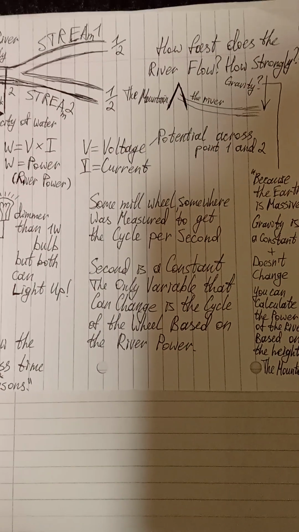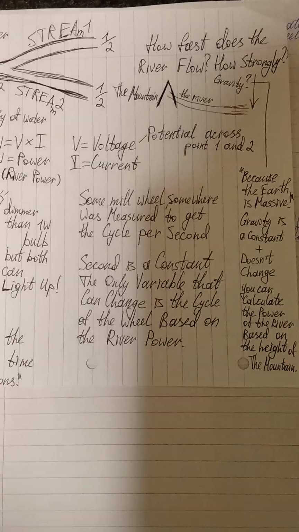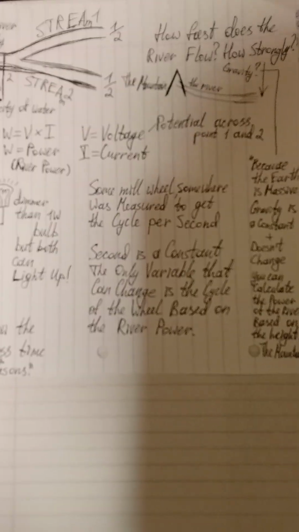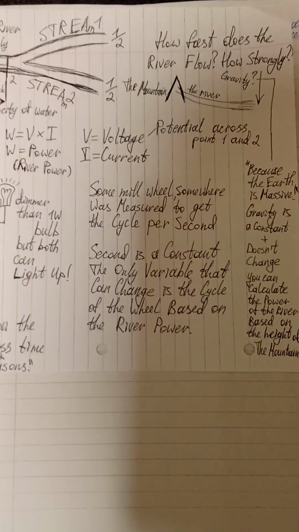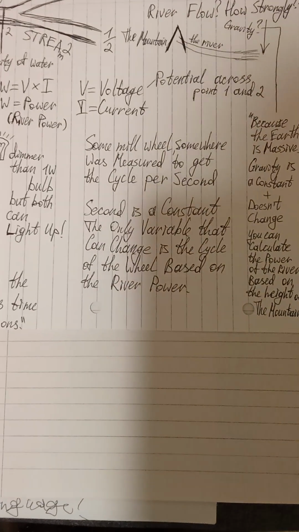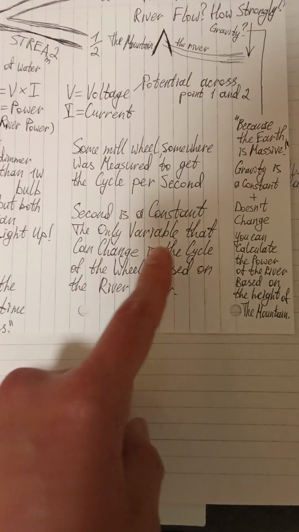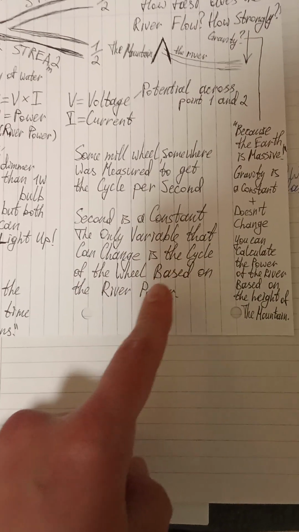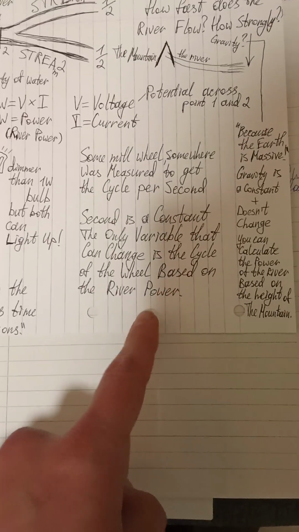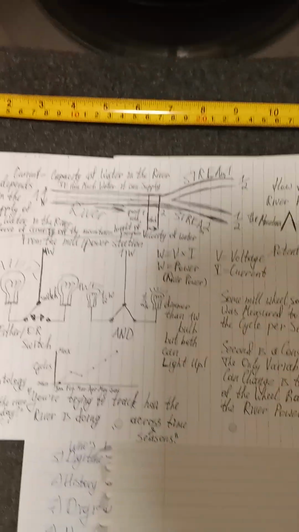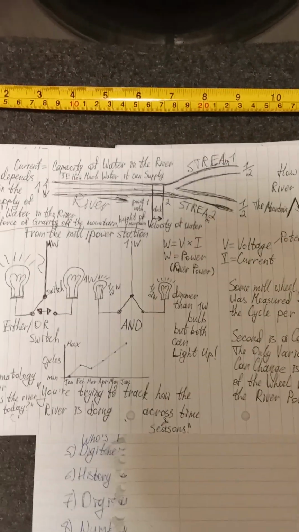So, some mill well somewhere was measured, yeah, to get the cycle per second. Don't ask me where, don't ask me when, I don't know. And a second is a constant, yeah. The only variable that can change is the cycle of the wheel based on the river power. Right? Yeah, so it's the only variable, really.